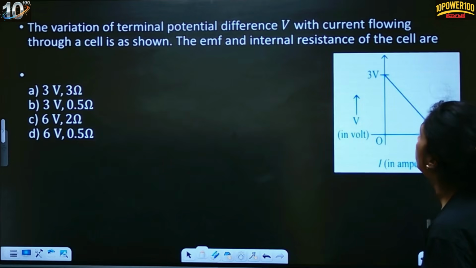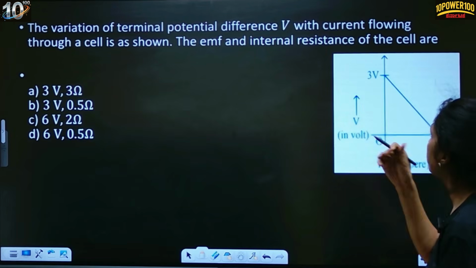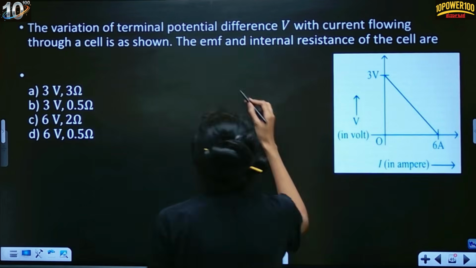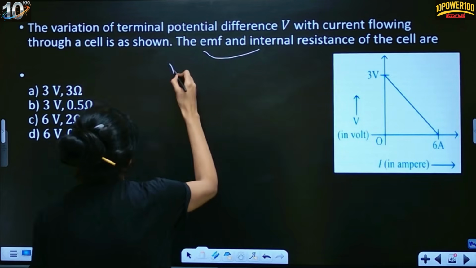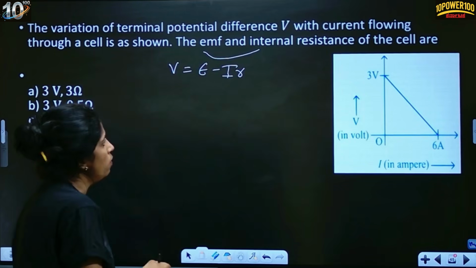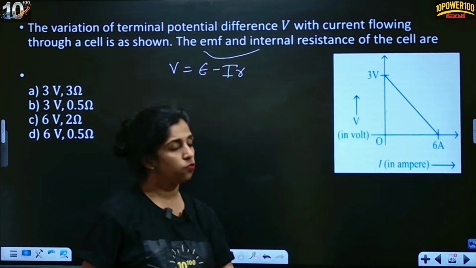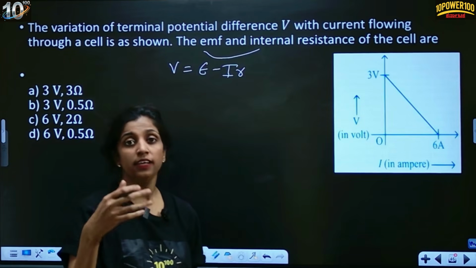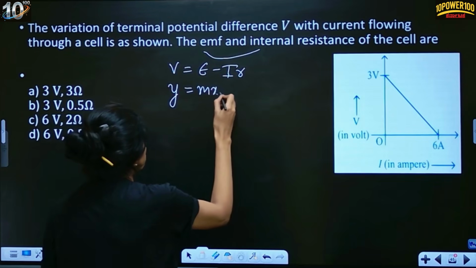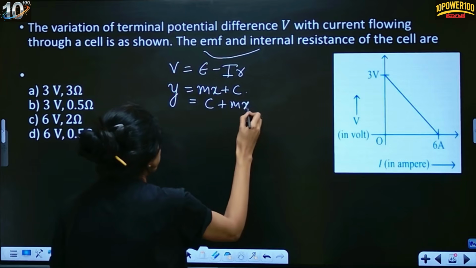The variation of terminal potential difference V with current flowing through a cell is shown. You should find out what's the EMF and internal resistance, guys. So what's that formula? We have EMF and internal resistance. We have a formula V equals E minus I r. Now you can see it's a straight line graph. We have a negative slope. Slope is denoted by M. I hope you know that. Straight line equation, I will compare. So we will compare with the equation y equals mx plus c. We can write it as c plus m into x also.